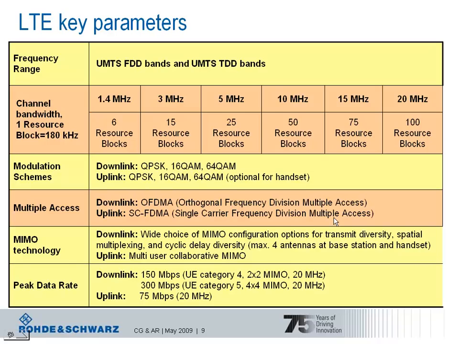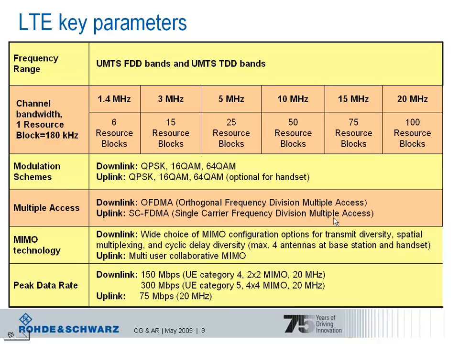up to the 20 MHz being represented by 100 resource blocks. Modulation schemes that are available for LTE are QPSK, 16 QAM and 64 QAM, where in the uplink the 64 QAM is optional for the handset to support. Multiple access schemes for LTE are OFDMA in the downlink, orthogonal frequency division multiple access, and single carrier FDMA in the uplink. LTE supports the MIMO technology.